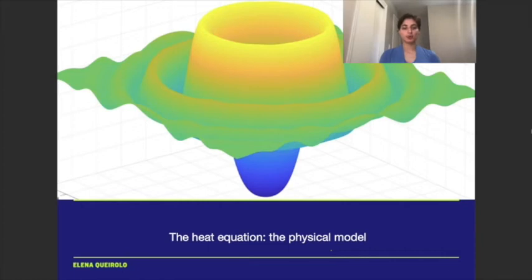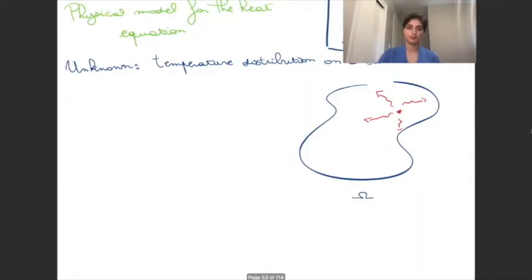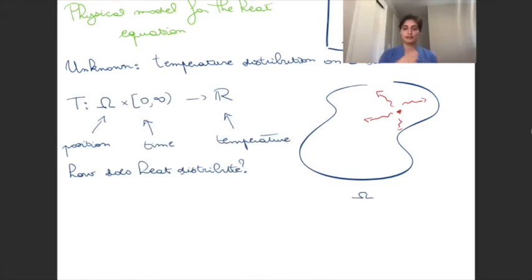Let's look at the construction of the physical model of the heat equation. The idea is that we want to track the temperature distribution on a domain. So we have a domain omega, that is the area in physical space we're interested in, and we want to associate to every point in omega a temperature. And this temperature can change over time.